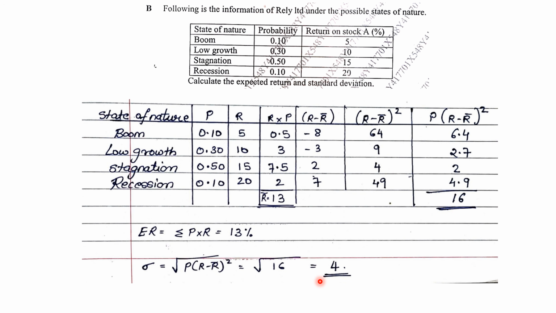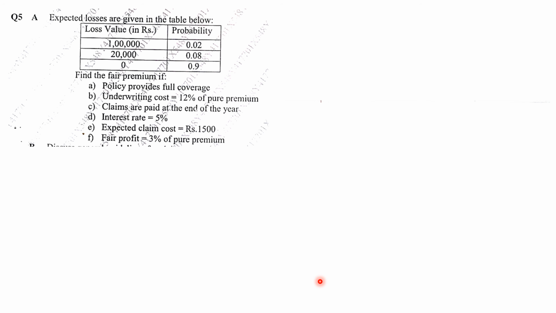Okay, chalo, now let us go to the next sum. That's the last problem sum that was asked in that paper. Question number 5a. Expected losses are given in the table below. They are giving you loss values 1,20,000, 0 and the probabilities 0.02, 0.08 and 0.9. Find the fair premium if policy provides full coverage.